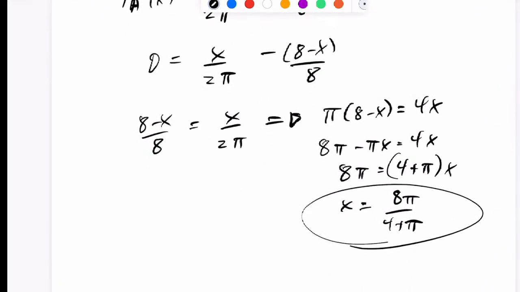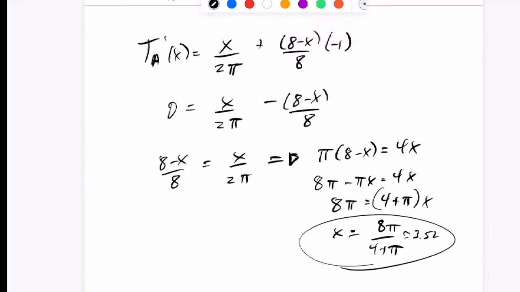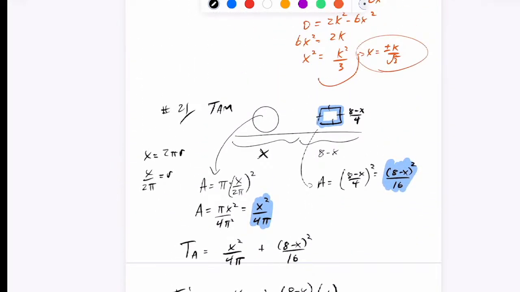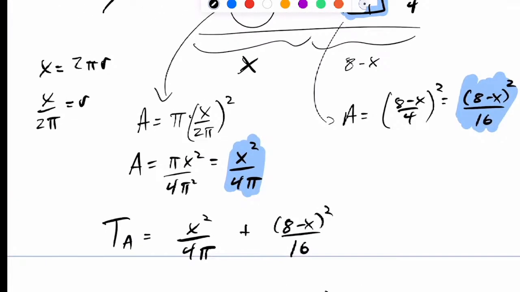Which, I mean, you got to get that down to a number. I'm getting 3.52 approximately. Oh, okay. So there's 21.